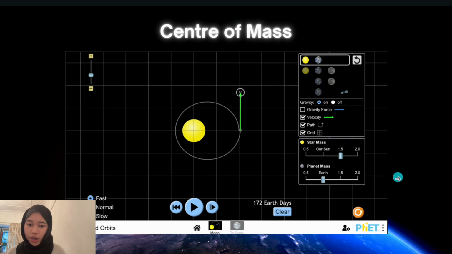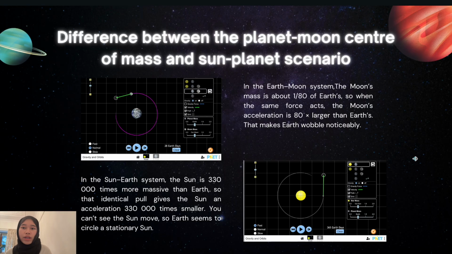Next, the third scenario. The star's mass has increased to 1.5, resulting in the orbit becoming more elliptical or smaller. Because the star is now relatively heavier, the center of mass has to move closer to the sun in order to balance the planet mass on the other side. Now let's move on. What is the difference between the planet-moon and the sun-planet scenario?